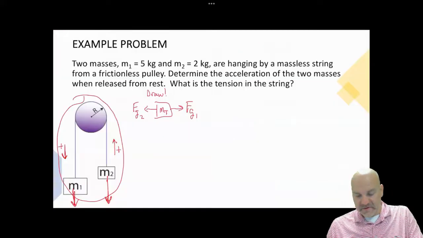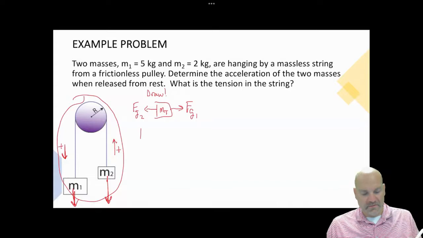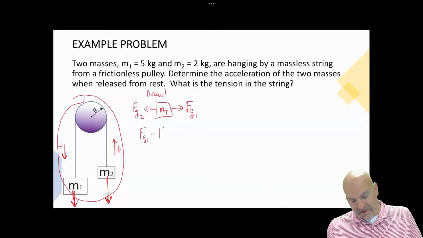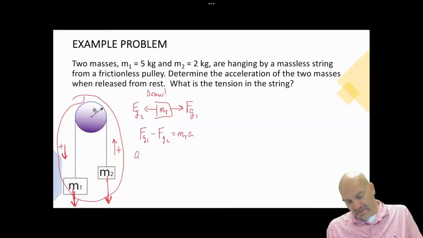Now we're going to sum the forces in the direction of motion. We only have a vertical direction, so we're going to say FG1 minus FG2 equals M total A.